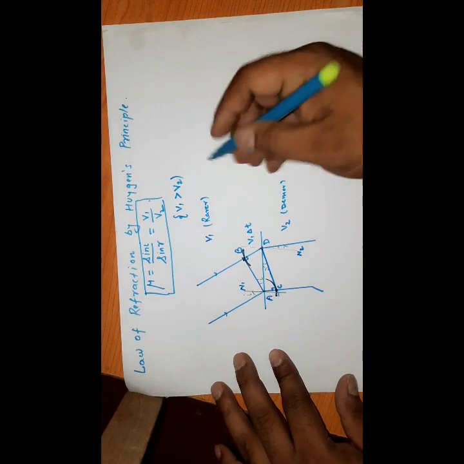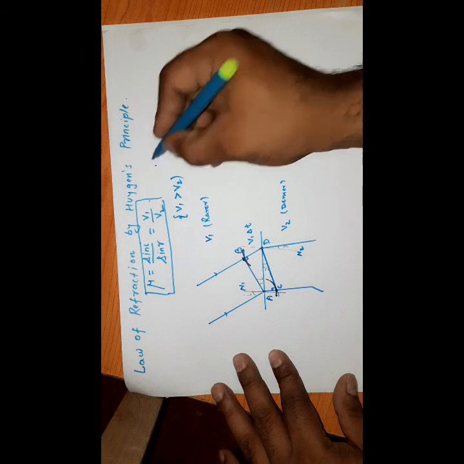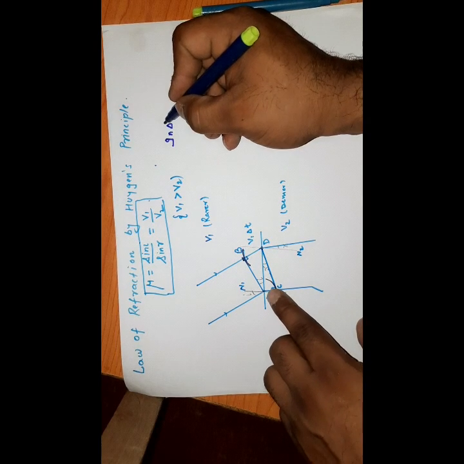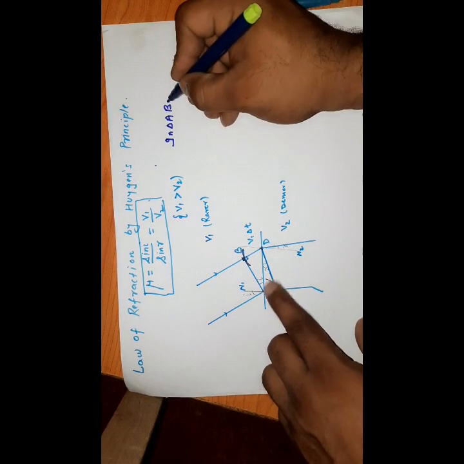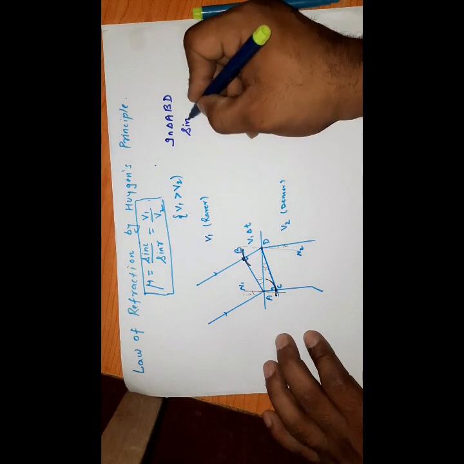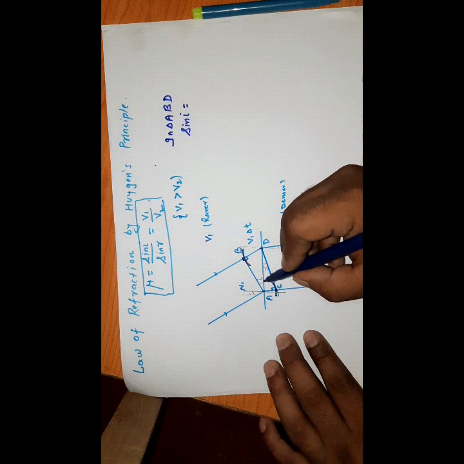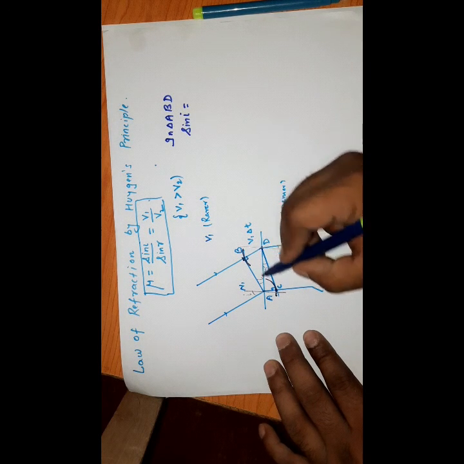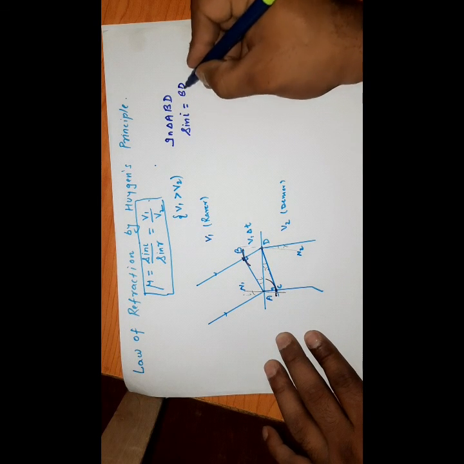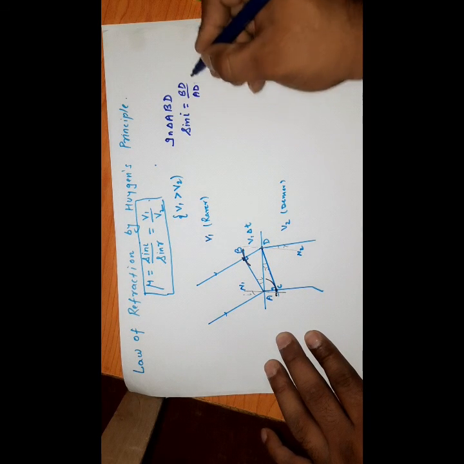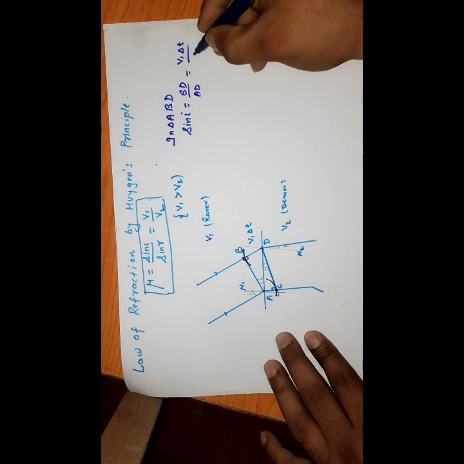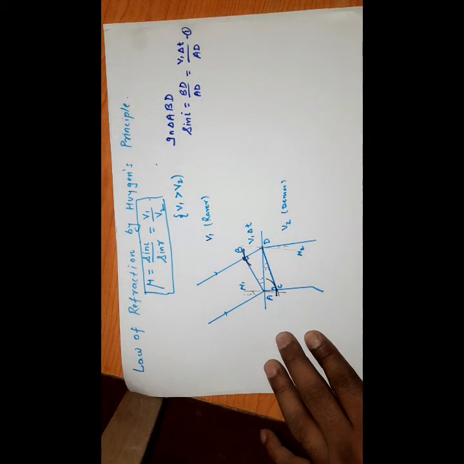Now we can derive it. For the derivation, we will consider two triangles. The first is triangle ABD. We will use the sine of the angle of incidence. That is, sine i is perpendicular upon hypotenuse. So what is the perpendicular here? BD. And what is the hypotenuse here? AD. And what is BD? V1 delta t. So sine i is V1 delta t upon AD. This is the first equation.